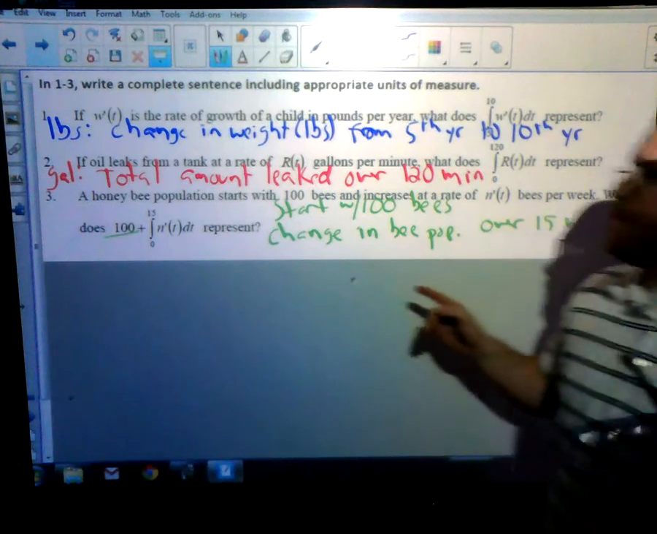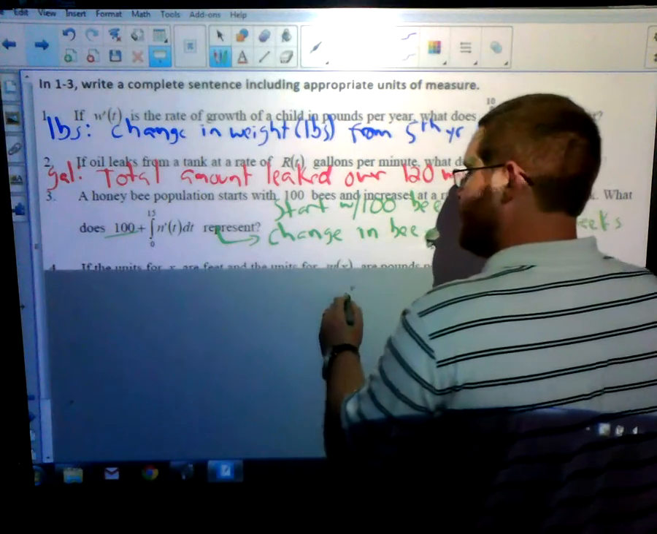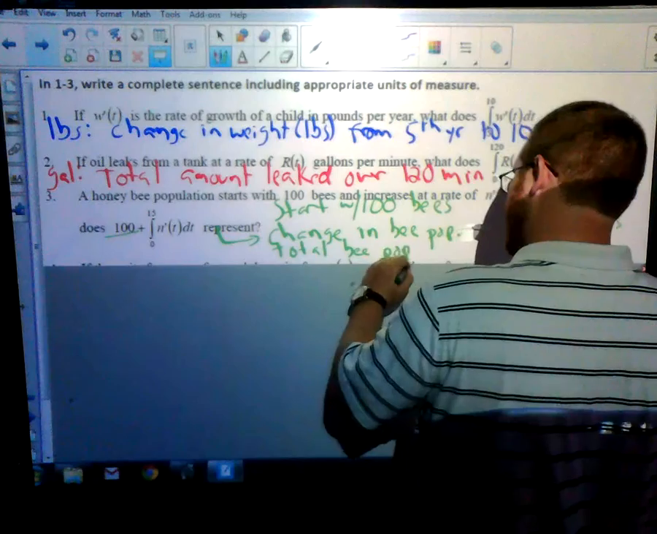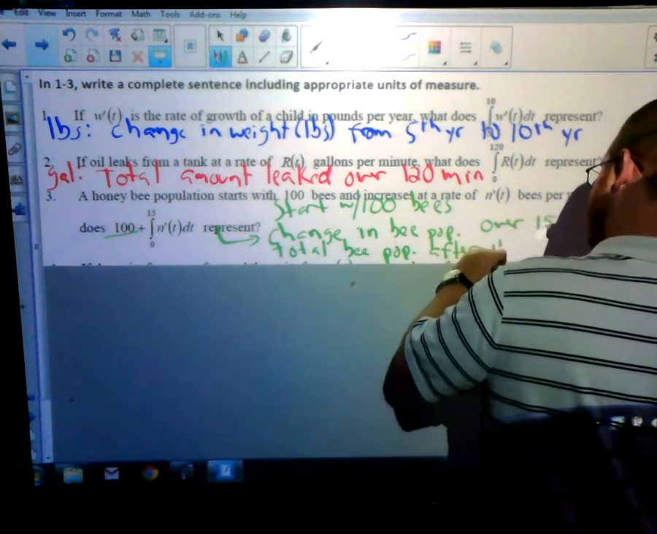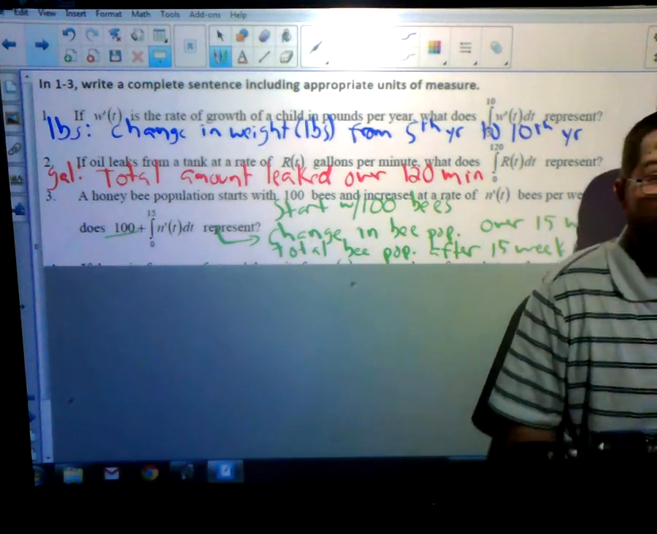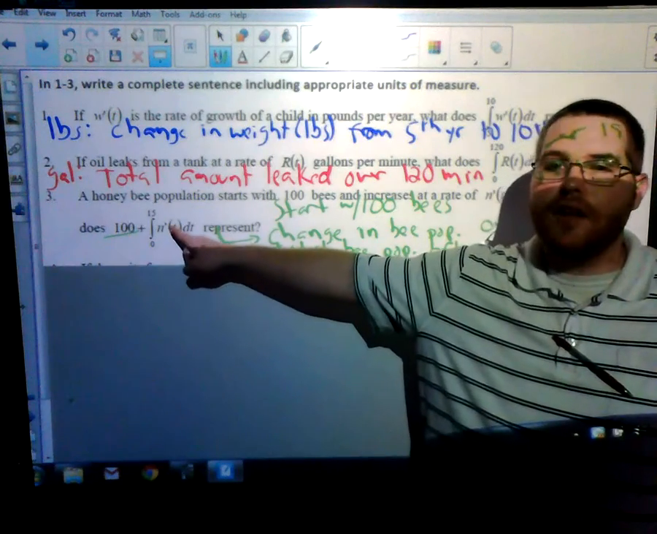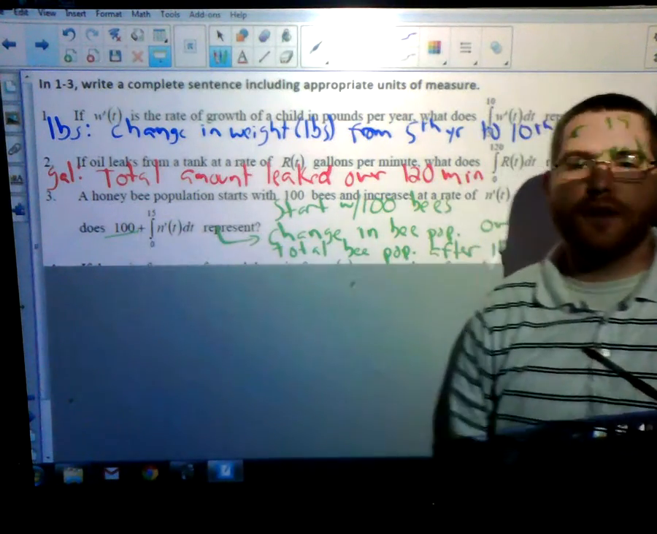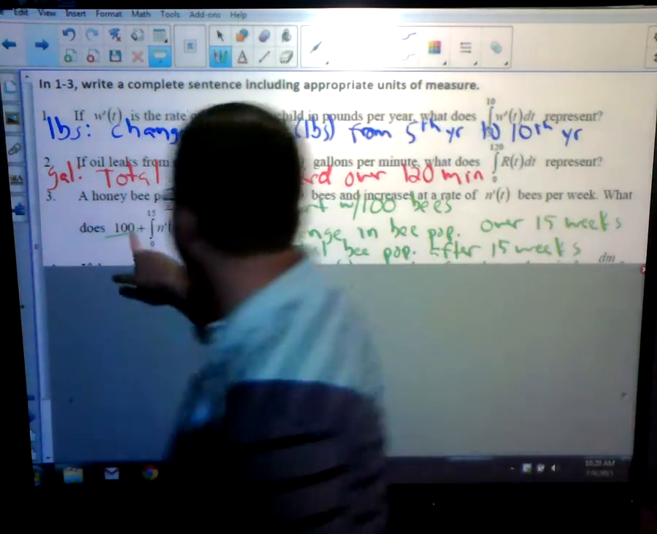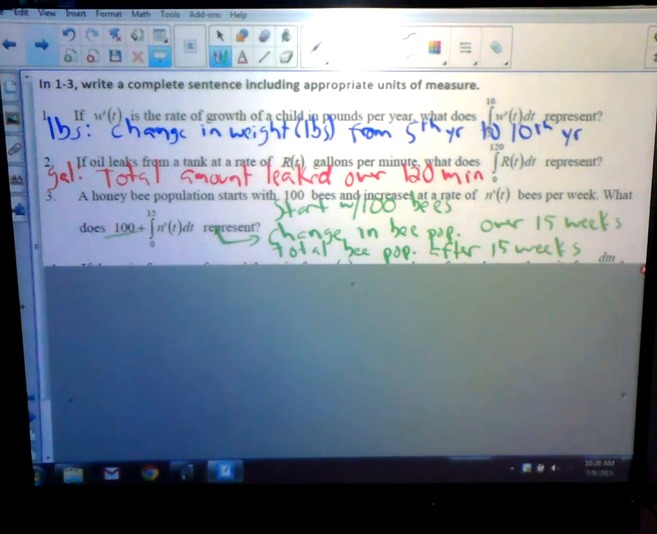So what does that represent if I put it all together? It represents the total bee population after 15 weeks. Now somebody's going to say, Mr. Ratliff, how do you know the bee population isn't negative? Maybe it went down. Hey, that's fine. What if that's a negative number? That's fine. It's 100 minus instead of 100 plus. But that'll tell you how many bees you have after 15 weeks. This tells you how many you start with. This tells you how you've changed. Add them together, it tells you the total number.